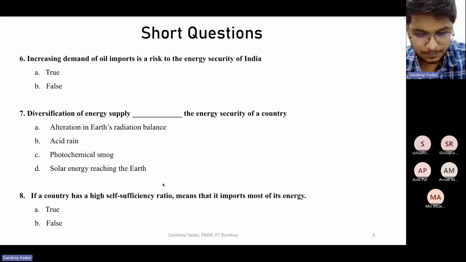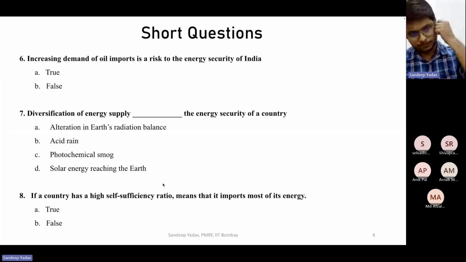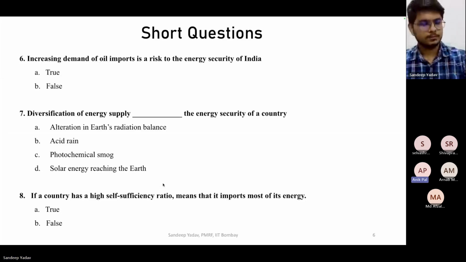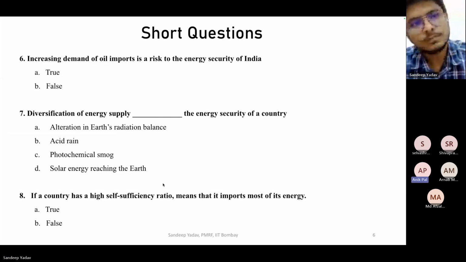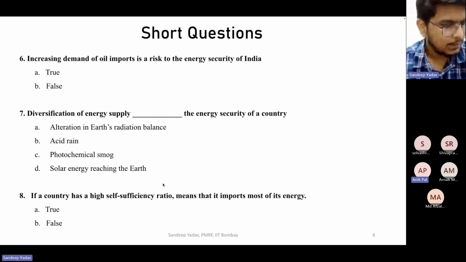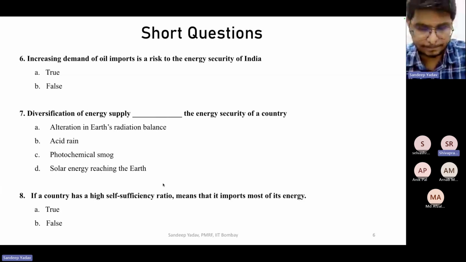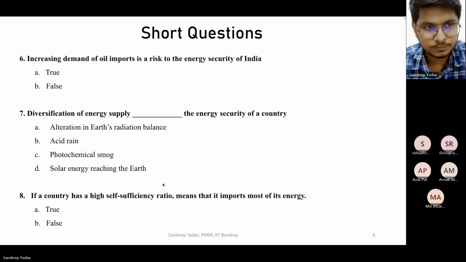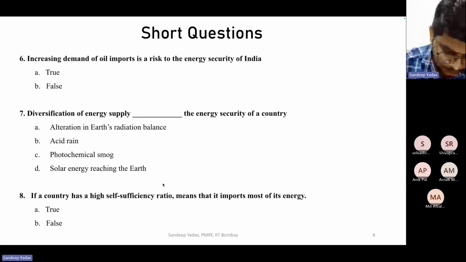Increasing the demand of oil import is a risk to the energy security of India. This is true or false? False. Any other people want to answer this? If they just open to the question, that will solve your queries more easily. True. Yeah, answer is correct. True. Why so? Let me explain.